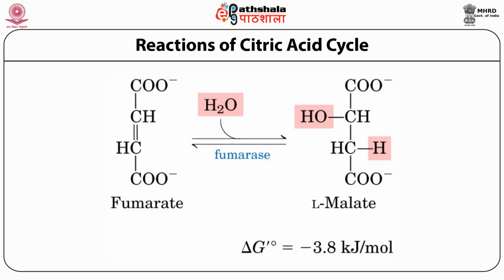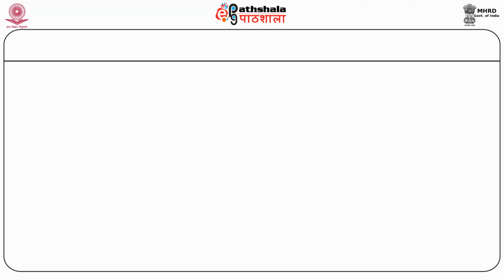It is a highly stereospecific enzyme. Cis-malate, the cis form of fumarate, is not recognized by this enzyme. The reaction is exergonic and generates 3.8 kilojoules per mole of energy.